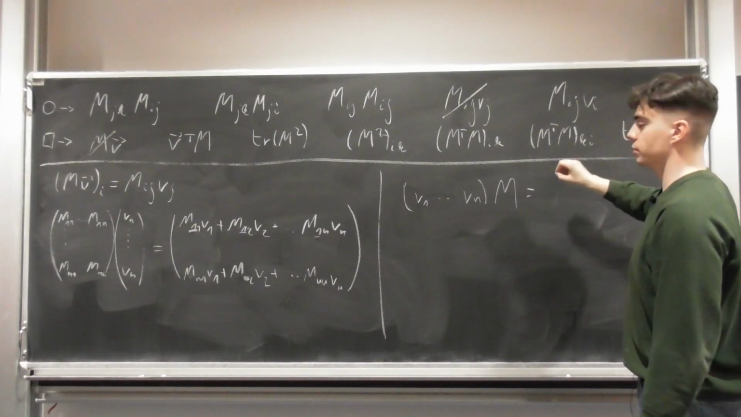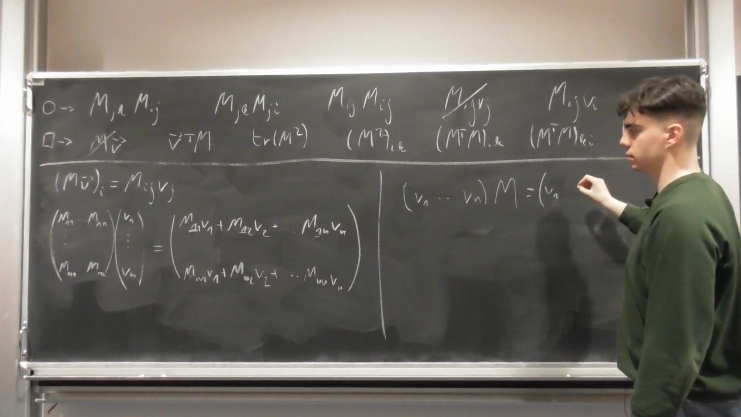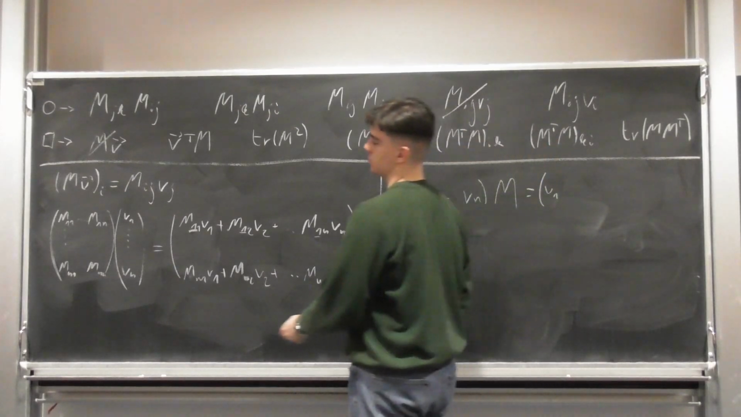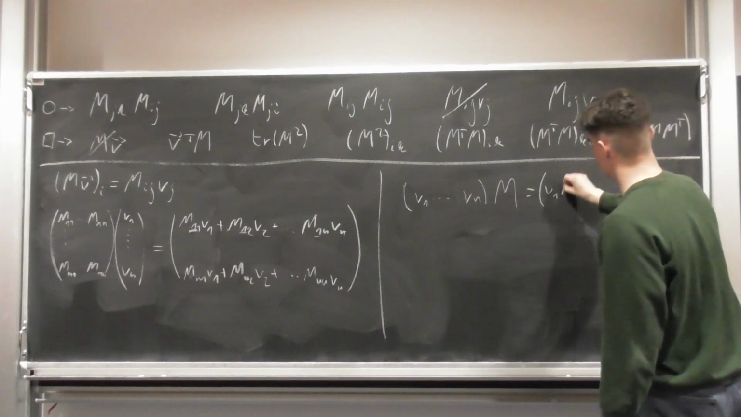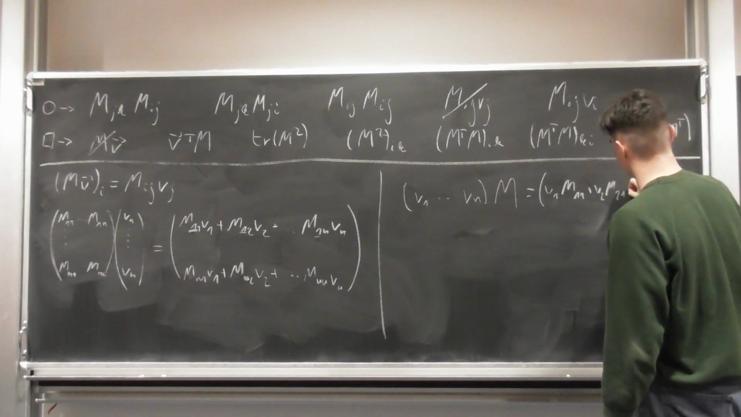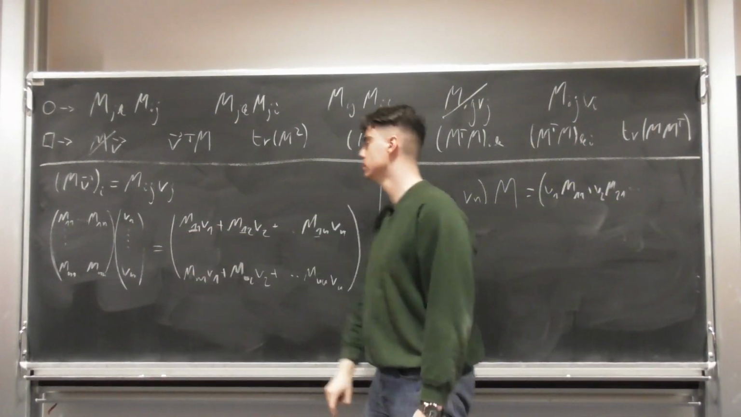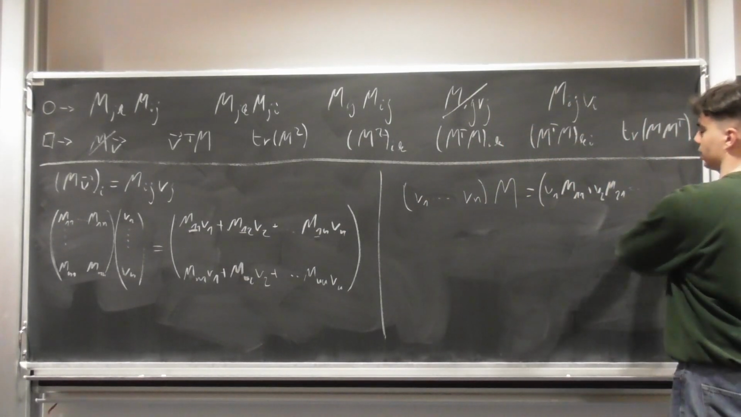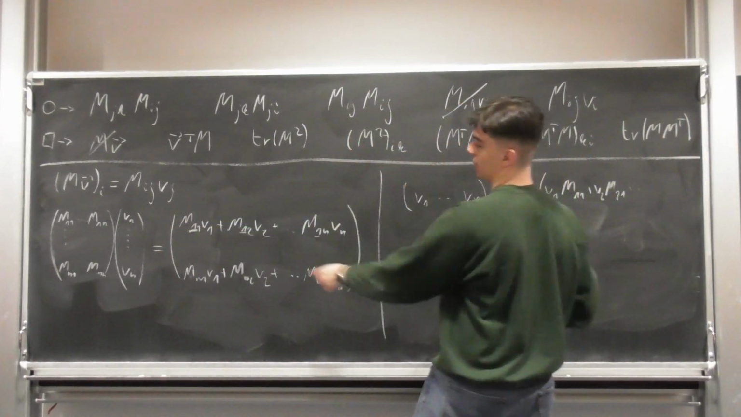this will give us just another transpose vector, which will look like this. v1 times, so it'll be the first row times the first column. So it'll be v1 times M11 plus v2 times M21 all the way until we get to vn times Mn1. And that'll be the first entry of this n-dimensional row vector. The second entry will be this row times the second column. And then the nth entry will be this row times the nth column of M.